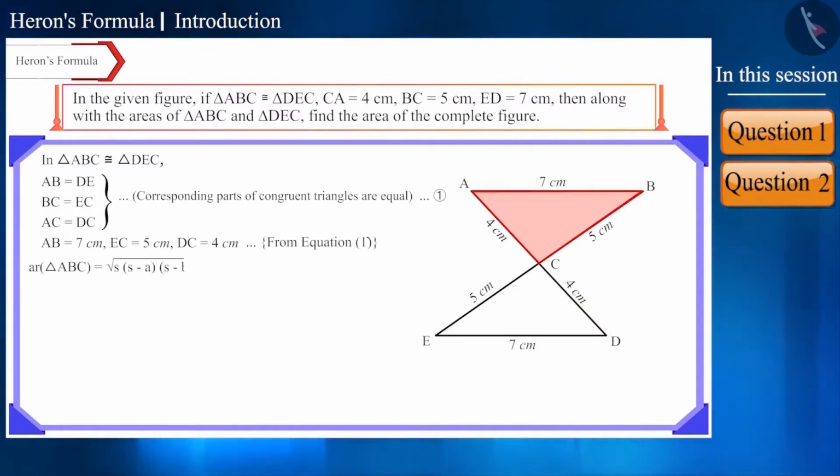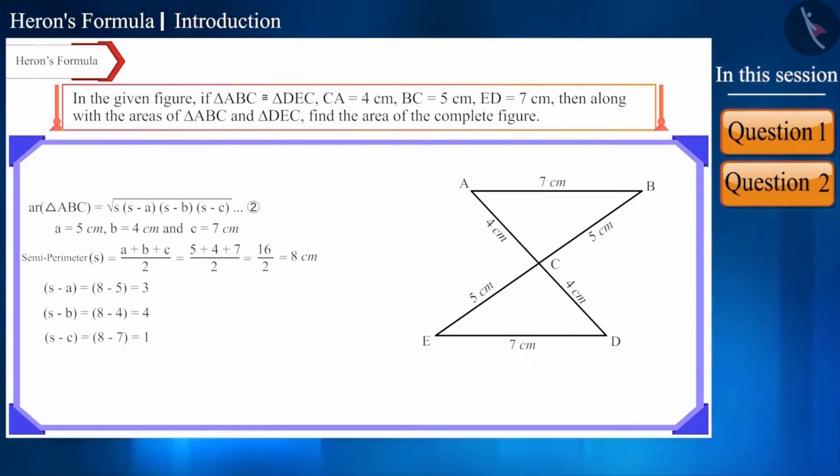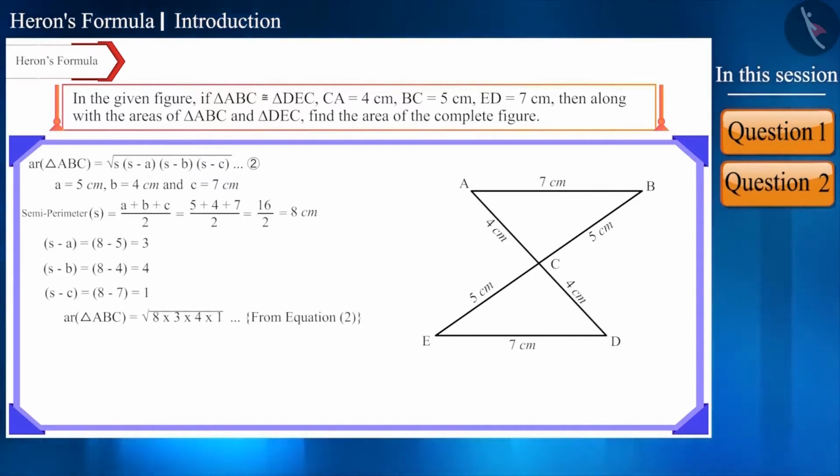Now we will use Heron's formula in the triangle ABC to find its area. Suppose A is equal to 5 centimeters, B is equal to 4 centimeters, and C is equal to 7 centimeters. First of all, we will find the semi-perimeter of the triangle ABC, which will be 8 centimeters. Now, we will find the values of S minus A, S minus B, and S minus C. Here are the values. Now let's put these values in Heron's formula. According to Heron's formula, upon simplification, we get the area of triangle ABC as 4 root 6 square centimeters.